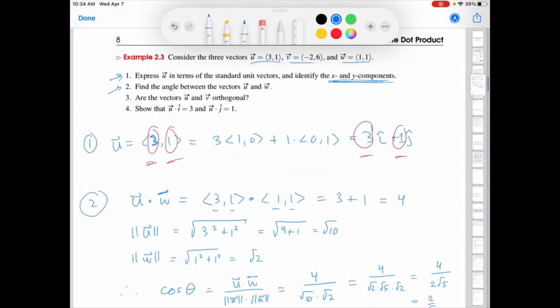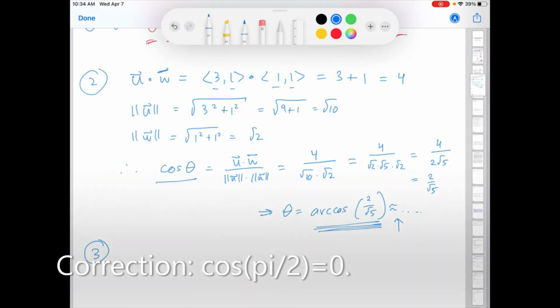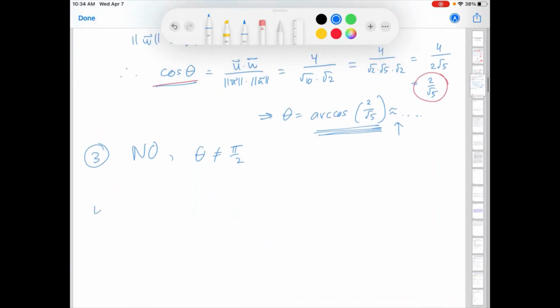So number 3 says, are the vectors u and v orthogonal? That's a question that we can answer by knowing the value of theta, because we know that theta is not pi over 2. How do we know that? Well, cosine of pi over 2 would be equal to 0, and cosine of theta is, in this case, 2 over square root of 5, which is definitely not 0. So the answer is no. Theta is not equal to pi over 2. Okay, so these vectors are not orthogonal.